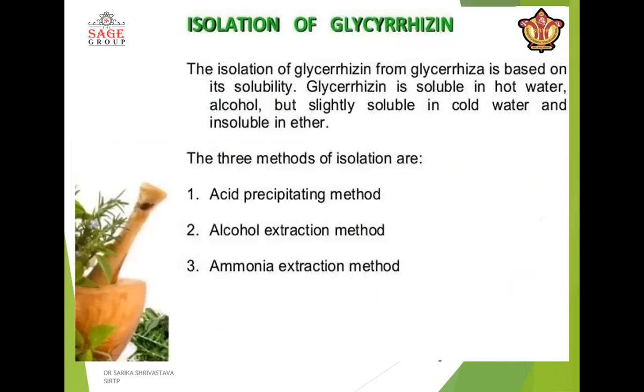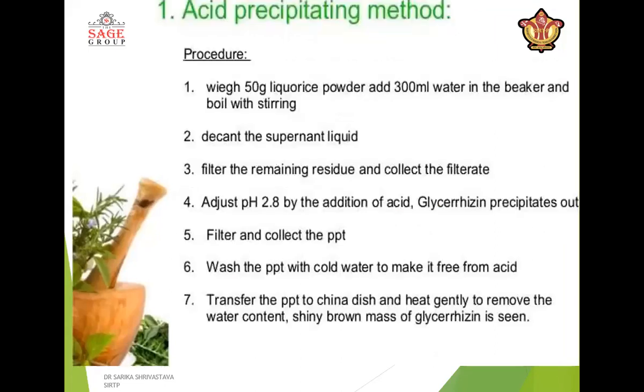The isolation of glycyrrhizin mainly depends on its solubility. Glycyrrhizin is soluble in hot water and alcohol, but slightly soluble in cold water and insoluble in ether. There are three methods for the isolation of glycyrrhizin. The first is the acid precipitation method, second is the alcohol extraction method, and third is the ammonia extraction method.